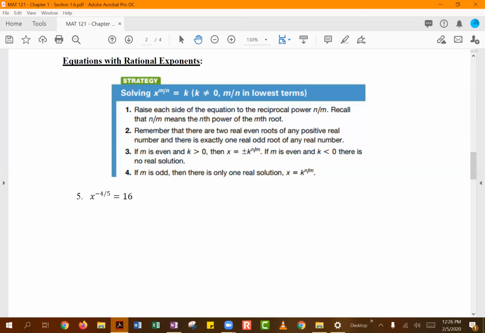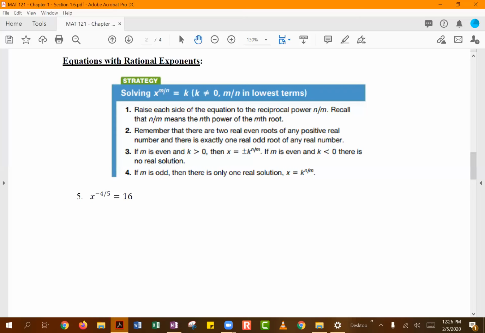Now they are saying, remember that there are two real even roots for any positive real number, and there is exactly one odd root for any real number. So they're actually talking about how if you have square roots, you end up with two answers, right? Because you always get that positive and negative root. And if you have an odd root, like the cube root, you only have one answer.